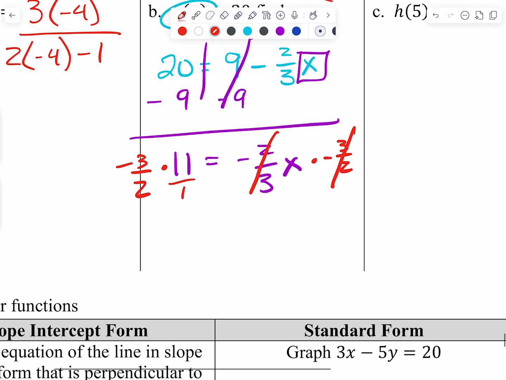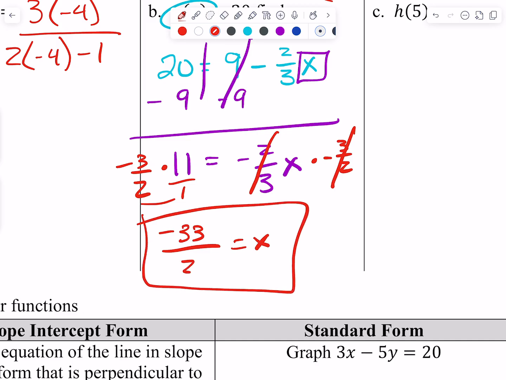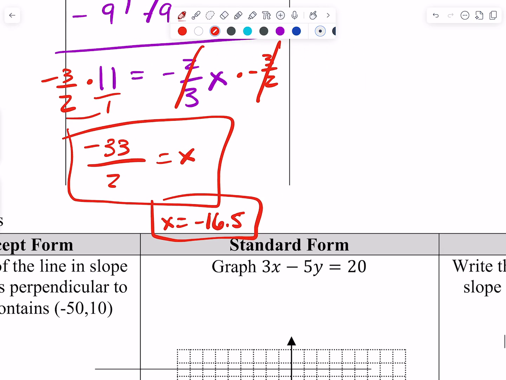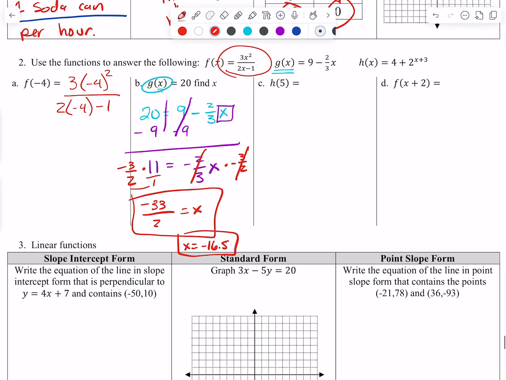I put the 11 over 1 and then just multiply across. So -3 times 11, that's going to be -33. 2 times 1 is going to give you 2. And that's my x value. That is completely correct. If you gave me the decimal, which would be -16.5, both of those are correct. I prefer fractions, but decimals are fine as well.